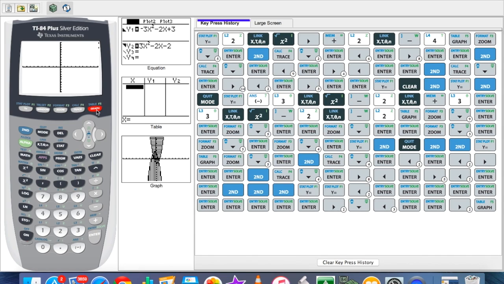We press graph, and now we see our shading. So in the shading, we can see that this quadratic up here, everything was shaded inside the quadratic, inside that U-shaped parabola. In this parabola, everything was shaded again inside that parabola, but that's a frowny face parabola, so everything was shaded inside.